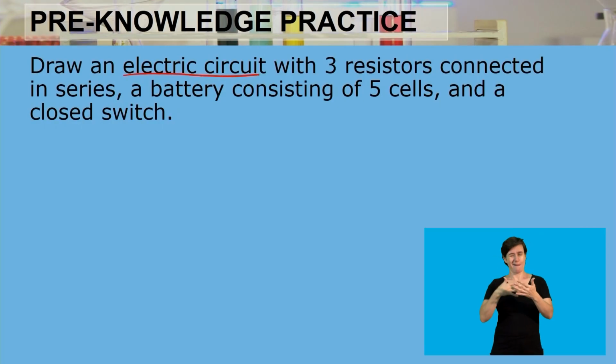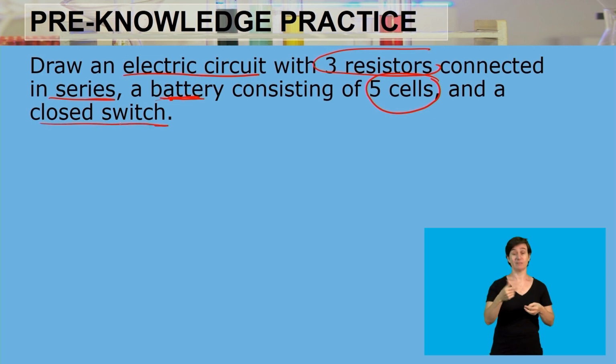Now, with what we know, can we answer this question that asks us to draw an electric circuit? In this electric circuit, we need to have 3 resistors connected in series. We also need to have a battery, and this battery needs to contain 5 cells. And we also need to have a closed switch.